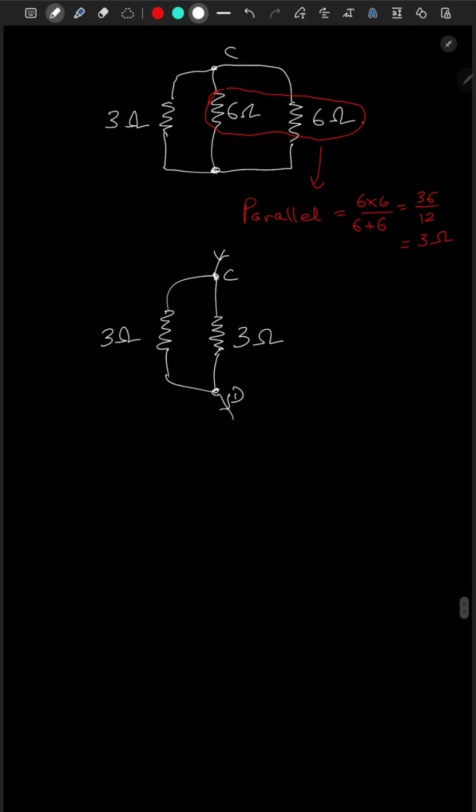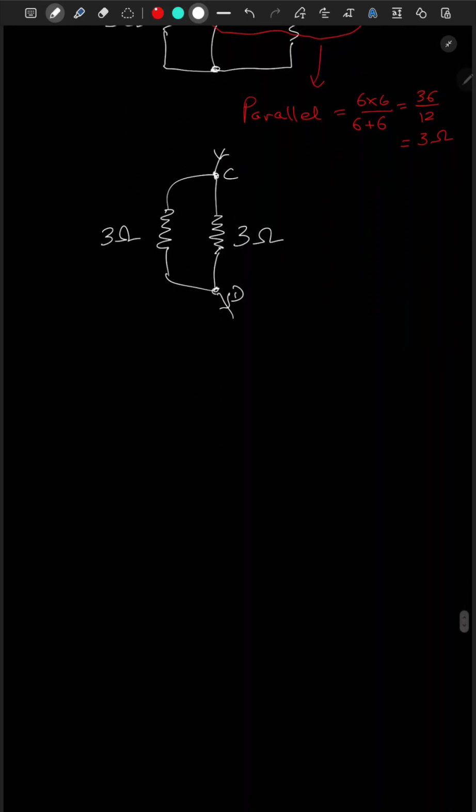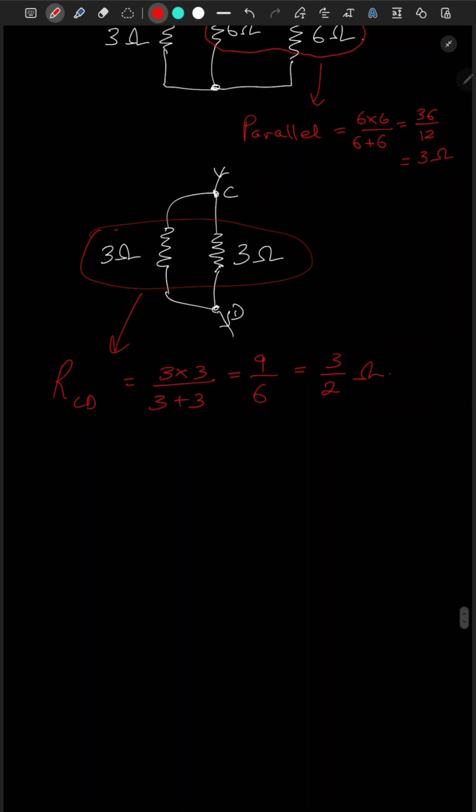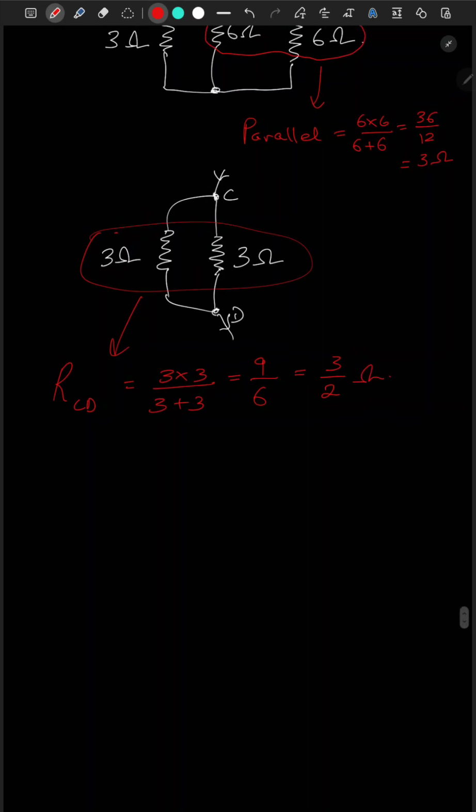So now it is very simple. We have 2 resistors in parallel. We just have to calculate the product divided by the sum, and this is 9 over 6, which will give you 3 over 2 ohm. So 1.5 ohm resistance.